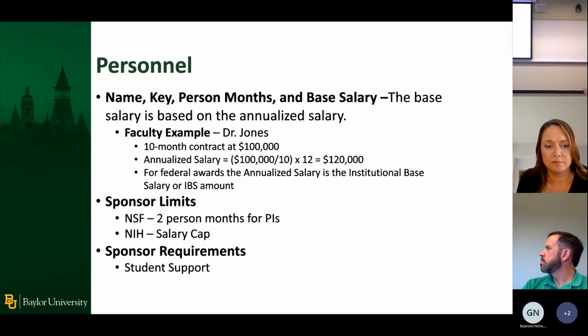For NSF, for most solicitations, your dollar limit is your dollar limit, and it includes everything. So your total direct costs and your F&A are included in that one lump sum.